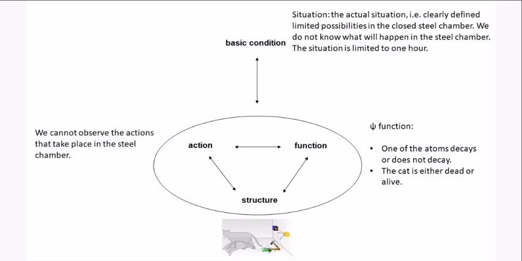The steel chamber in which the cat is located, along with the infernal machine, is assigned to the structure. The function is a psi function. The psi function is the list of possible predictions. The elements of this list result from the formally possible properties of the objects that are in a certain state at a certain time.